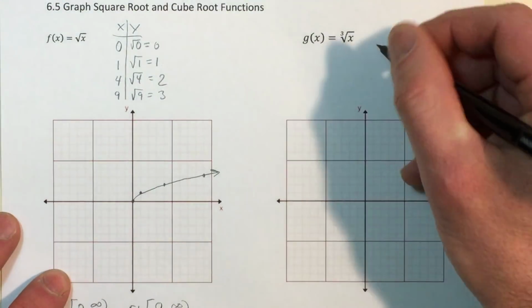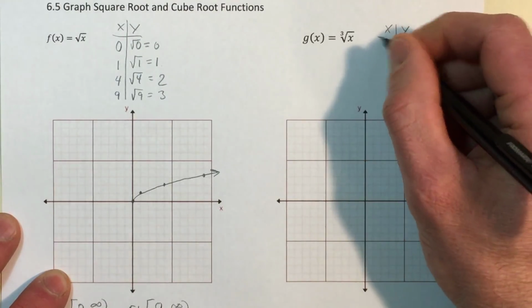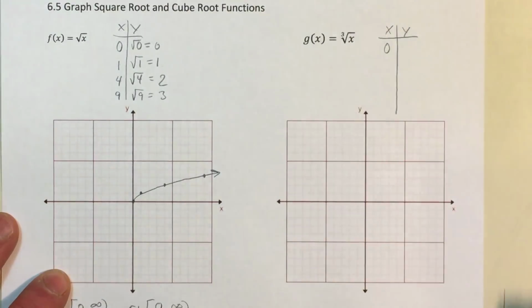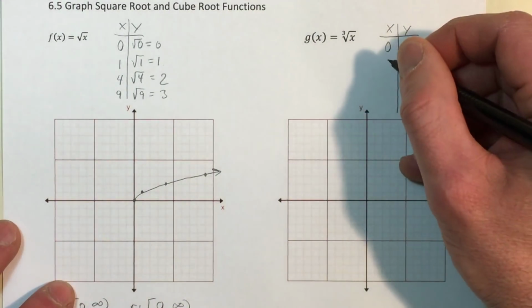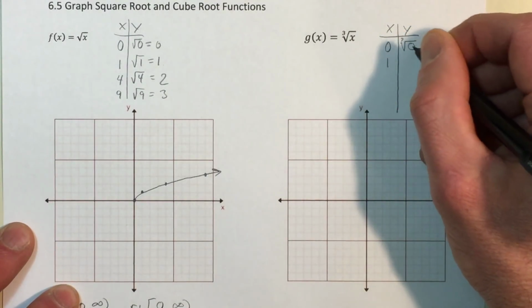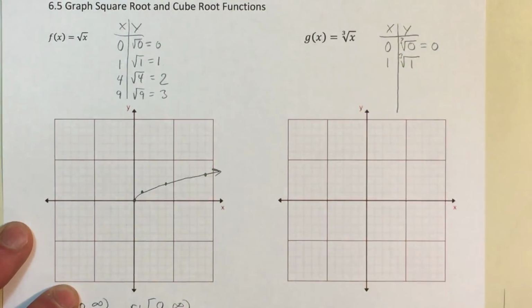All right, let's move on to cube root functions. Same idea. We're going to make a table of values. And, you know, again, we could use 0. Oh, we could also use 1, the cube root of 1. Well, yeah, let's go ahead and work these out. Cube root of 0 would be 0. The cube root of 1.